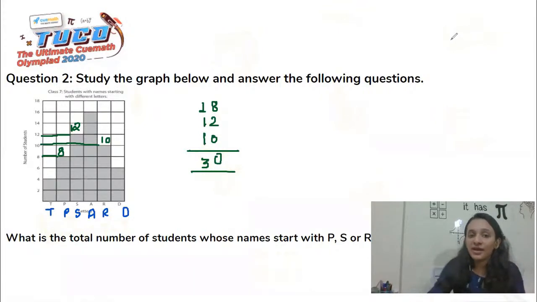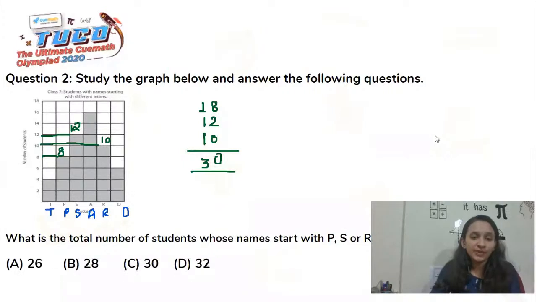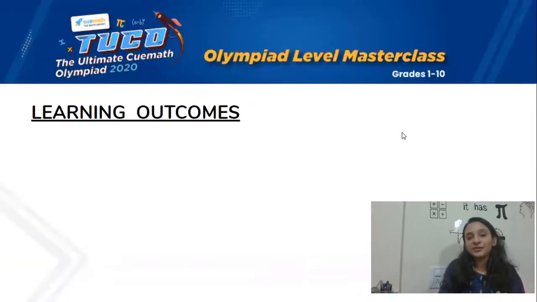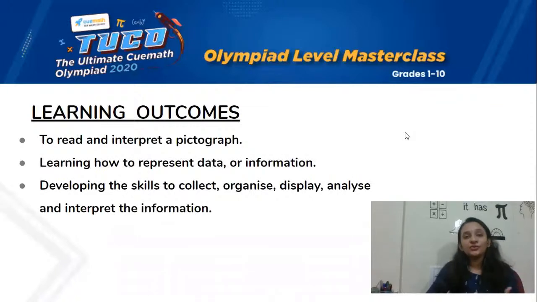Now let's see if we do have this number as our option. So yes, option C is the right answer to this question, which is 30. With this, we move forward to our last part of the master class, which is the learning outcomes. We learned how to read and interpret a pictograph, how to represent data or information. Also, we learned how to read a bar graph along with the pictograph and how to fetch information out of it. So this is data handling.